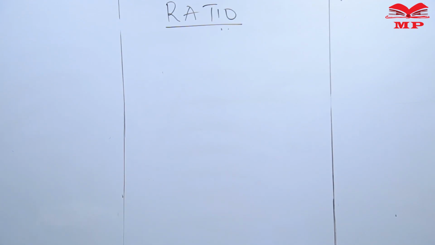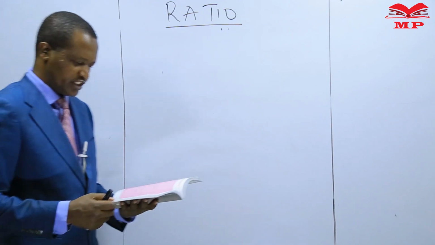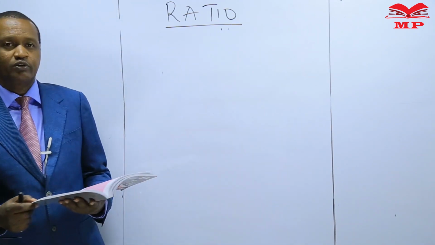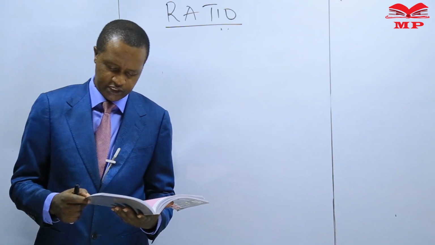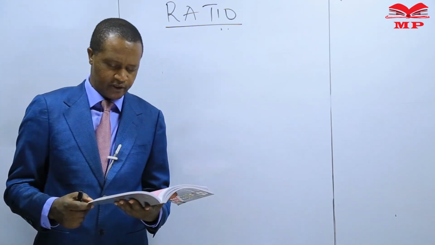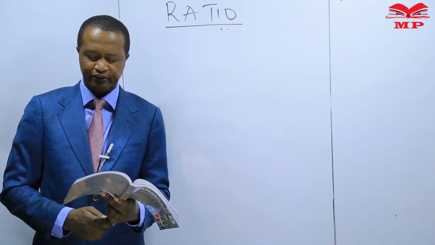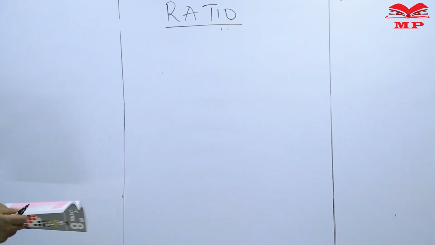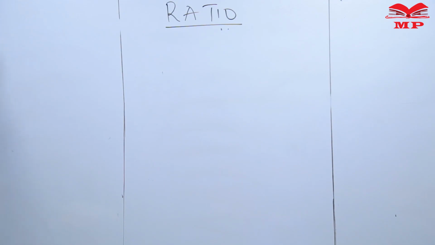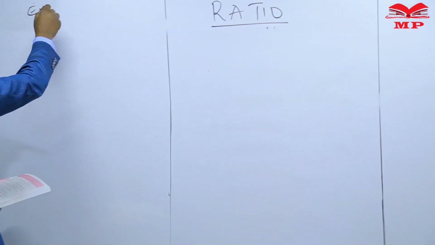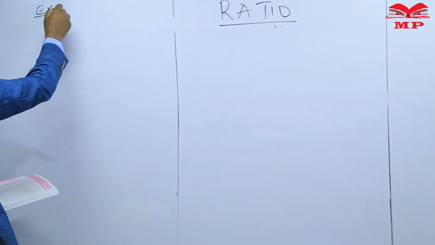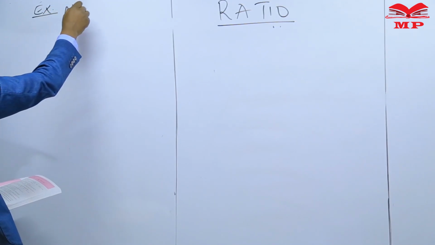Now I read another problem. Cheptoo and Nekesa shared their harvest of 350 bags of wheat in the ratio 3:4. Question: express Nekesa's share as a fraction of the total. This is exercise number 4.